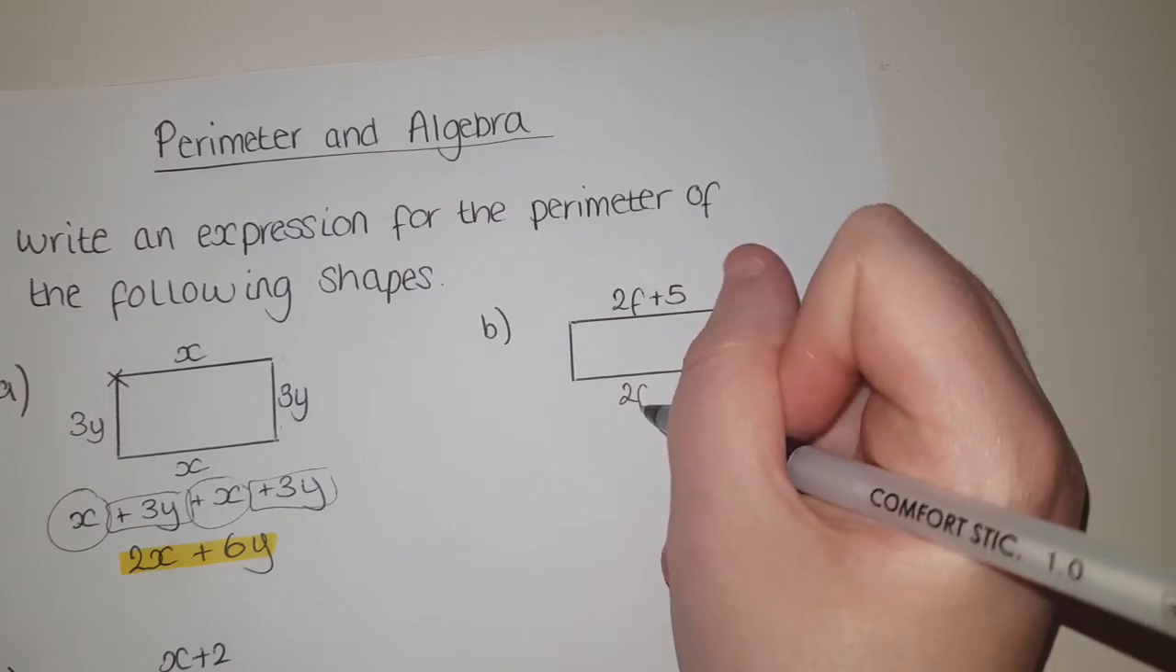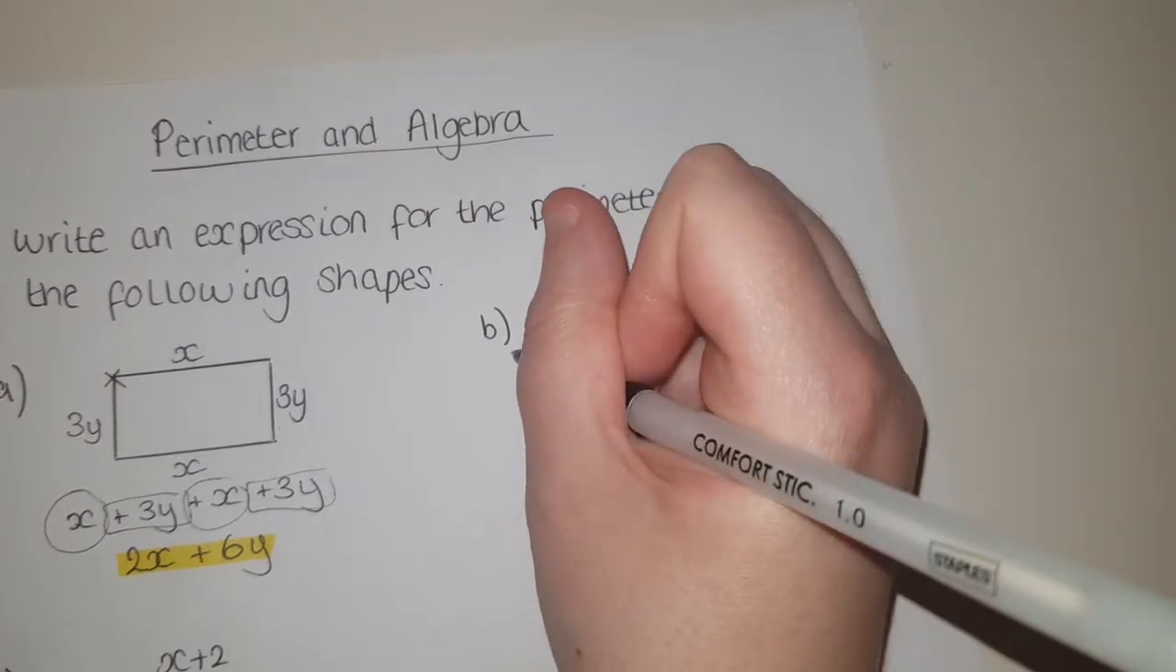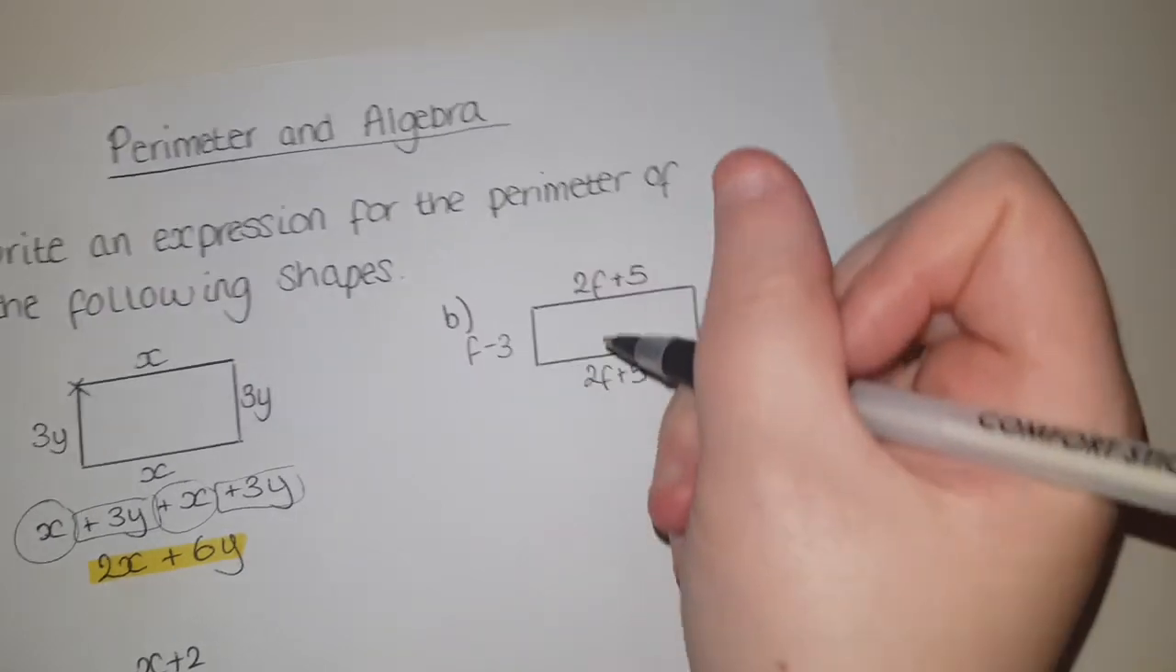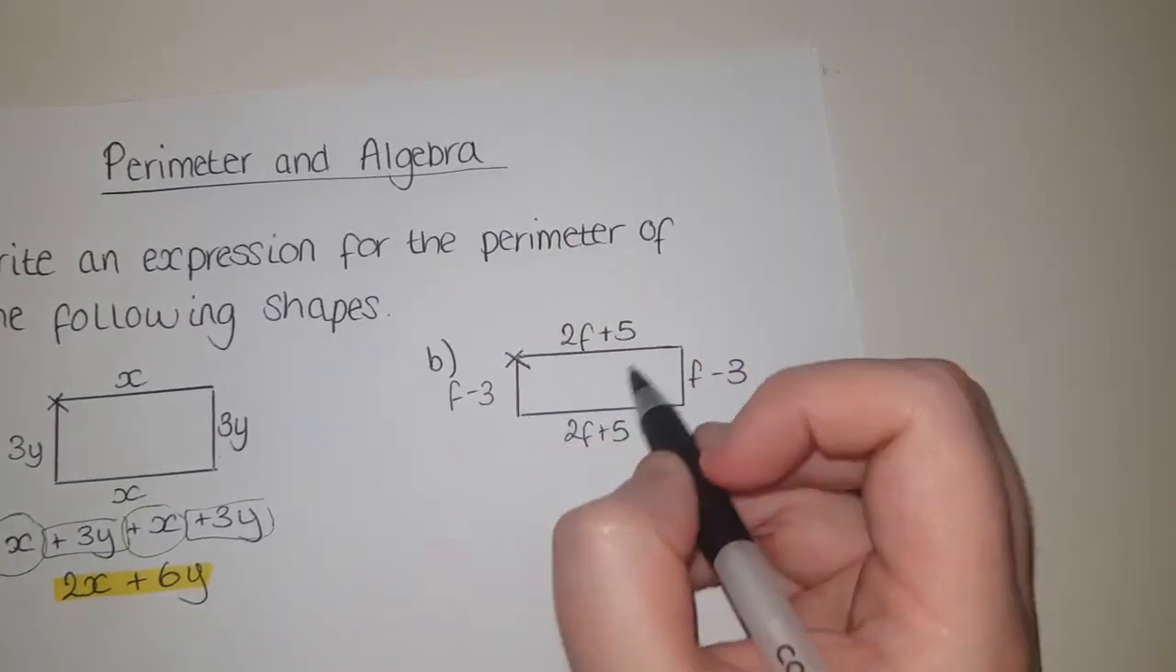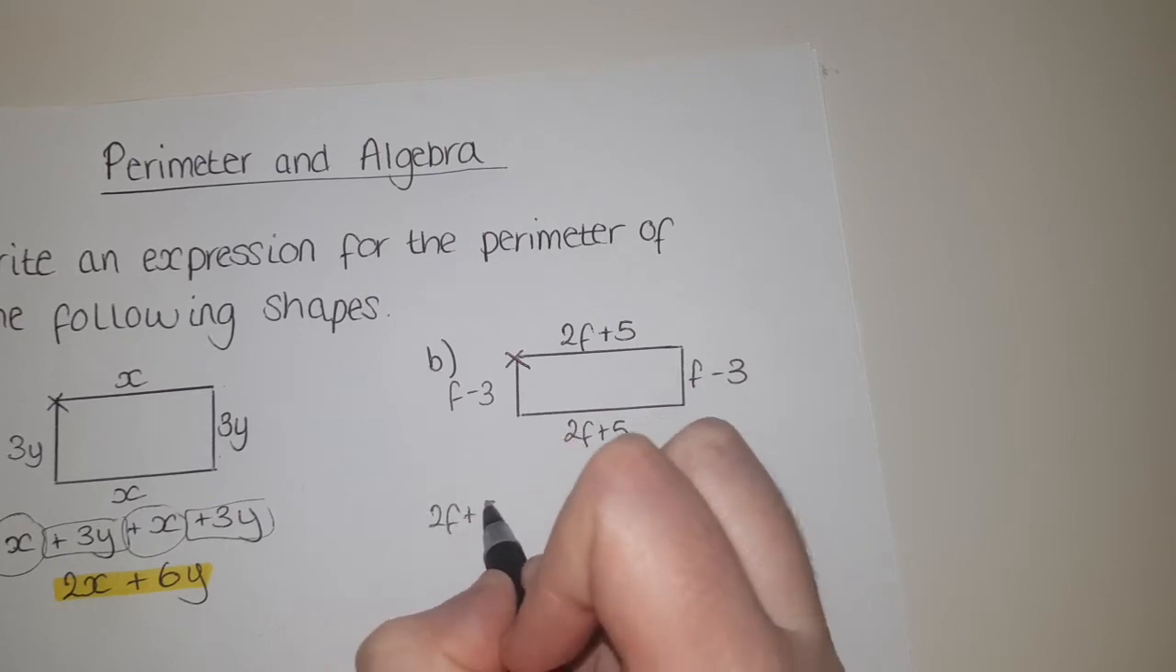So if I look at the next one, same idea. I know top and bottom are going to be the same. I know right and left are going to be the same. So again, pick a starting point. There's lots of letters and numbers in this one. So my perimeter, I've got 2f plus h.